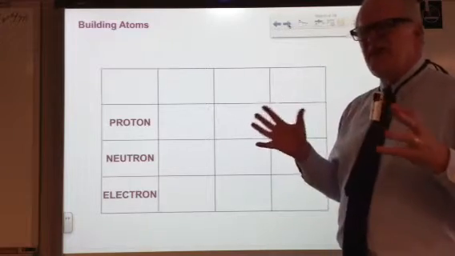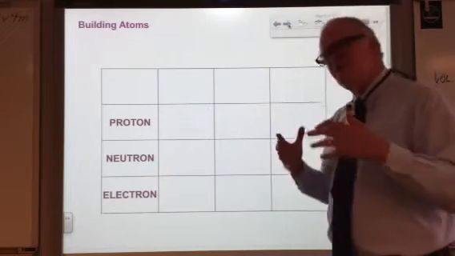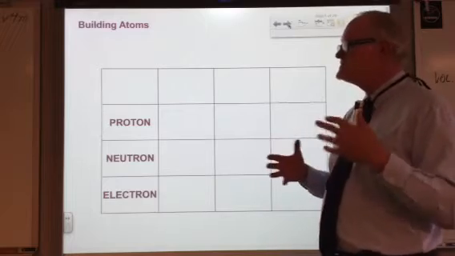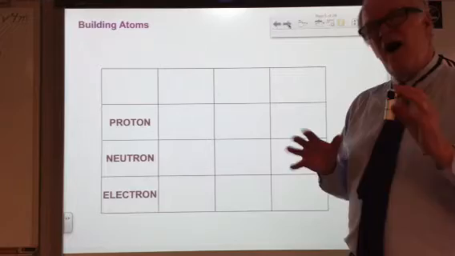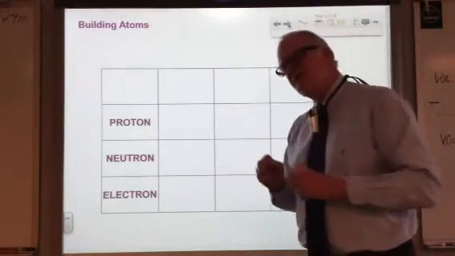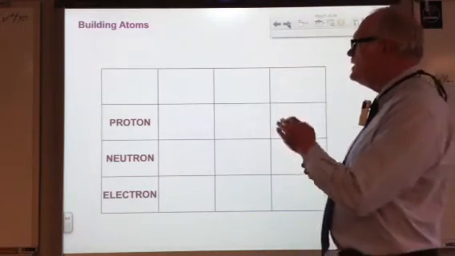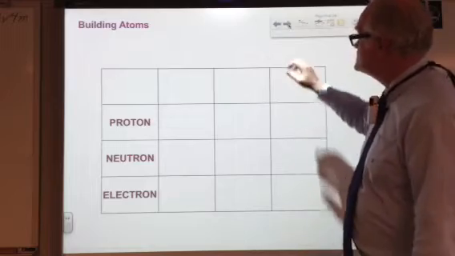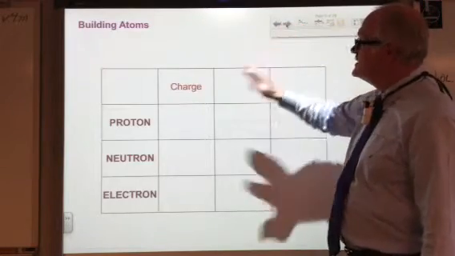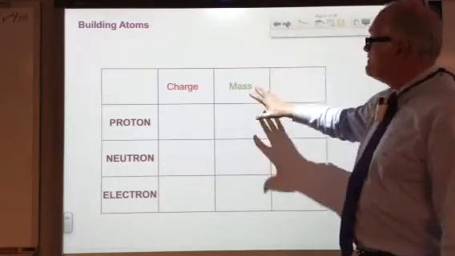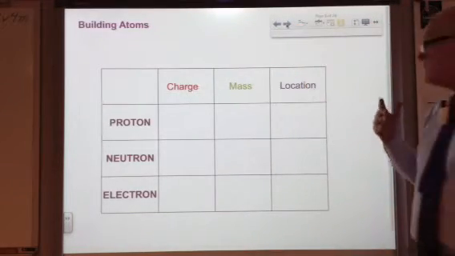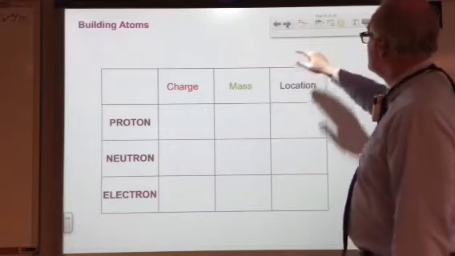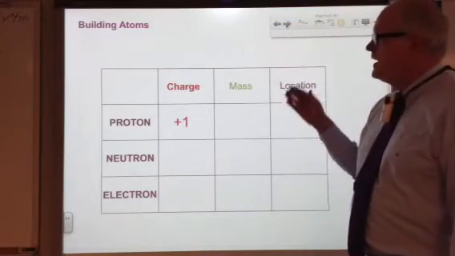It turns out that atoms, protons, neutrons, and electrons are also made of even smaller particles. But what we're concerned with in our course is just these three types of subatomic particles. And we're going to compare them based on some of their characteristics. And we're going to consider their charge, how much mass they have, and also where in the atom they're located. So let's start with the property of charge.